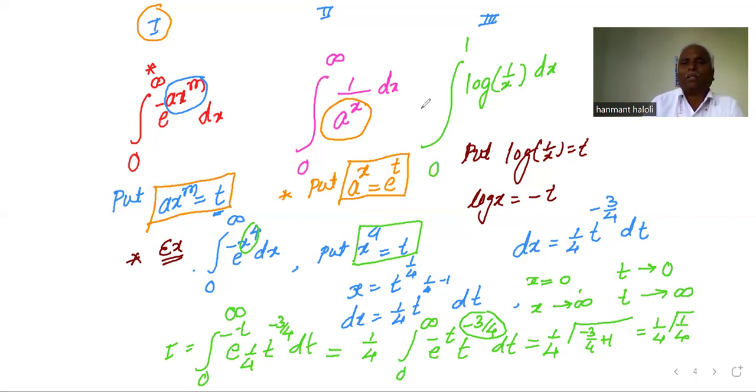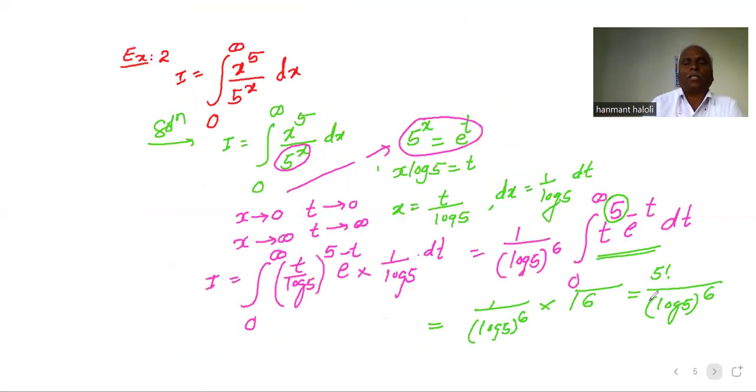Now here the log terms, integral 0 to 1. Whenever the integrand contains log, put log x equal to minus t, then directly you get the values. And whenever you are substituting these values, you have to check the corresponding limits also. Then like that you can solve any examples. Here are some examples shown for each type.